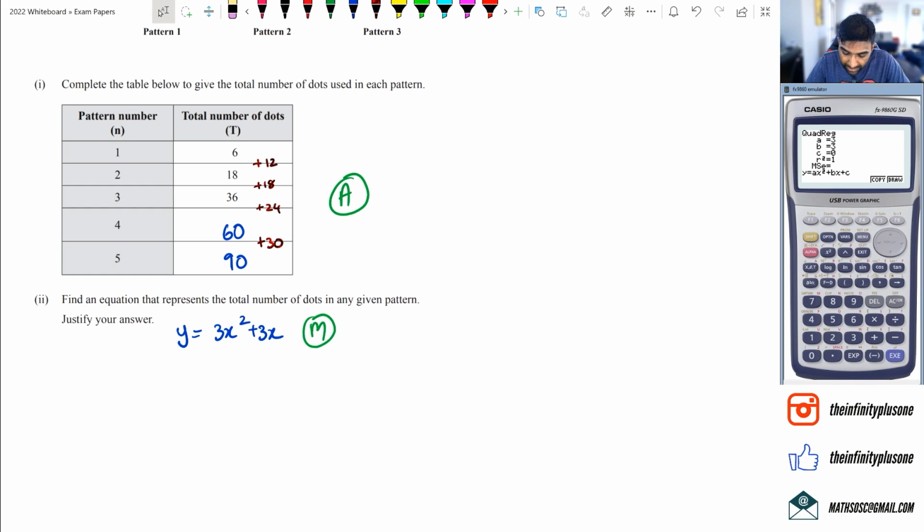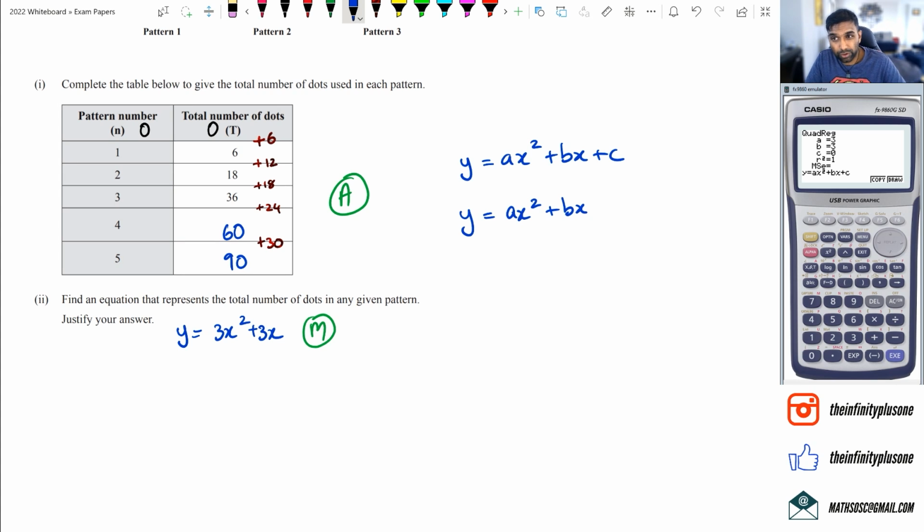I guess the first thing I could look at is what's happening before. So +12, and before this will be +6. So pattern number 0 is going to have 6 minus 6, which is 0. I can straight away see that this graph is going through the origin, which is (0, 0). Because it's going through the origin, if I write y equals ax squared plus bx plus c, I can rewrite this as ax squared plus bx plus 0, because that c value is 0.